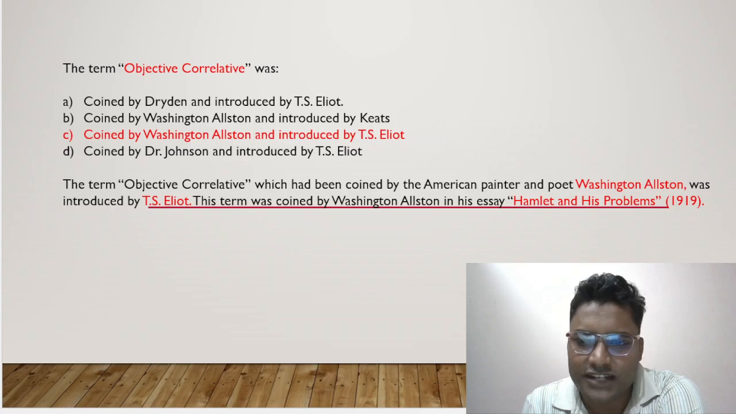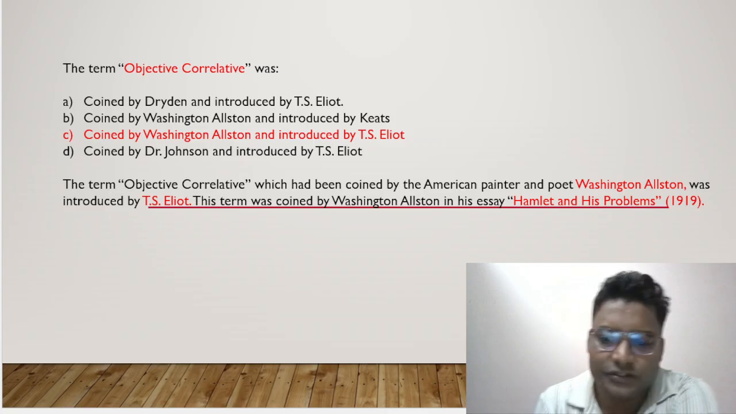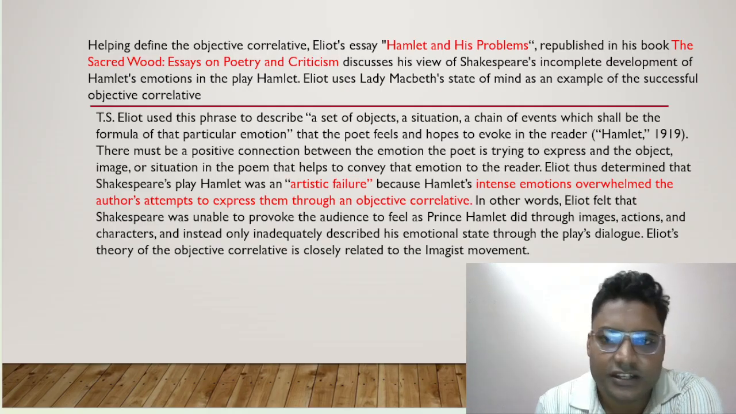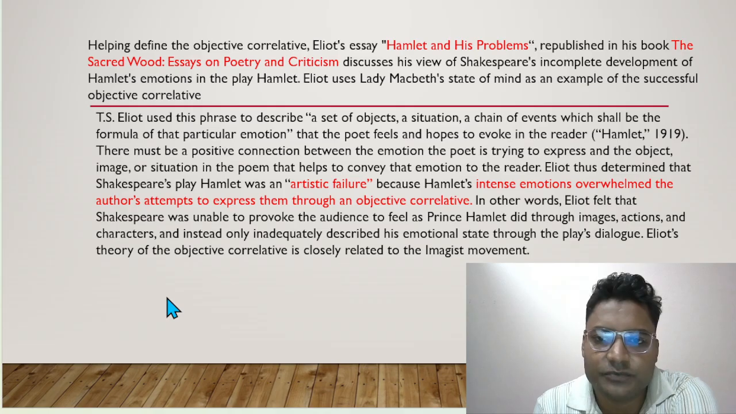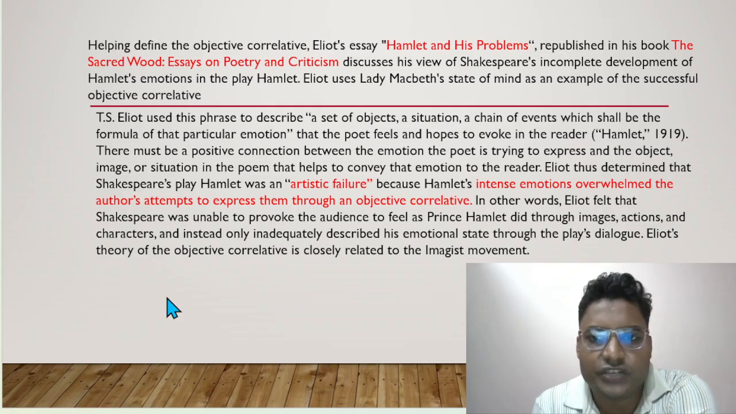Before we talk about that, let me discuss the book where it was published. You can find it in the second slide. It was The Sacred Wood: Essays on Poetry and Criticism, and the essay is Hamlet and His Problems. So the Sacred Wood, you also need to keep this in mind. It was included in that book in 1920, though it was published in 1919 only, in the essay Hamlet and His Problems.